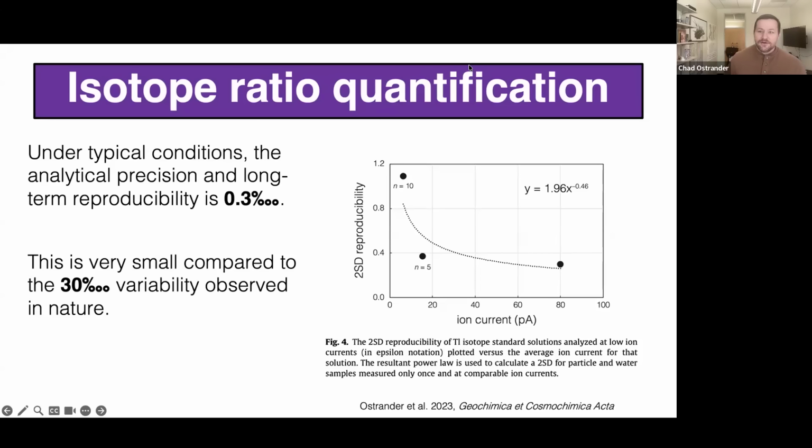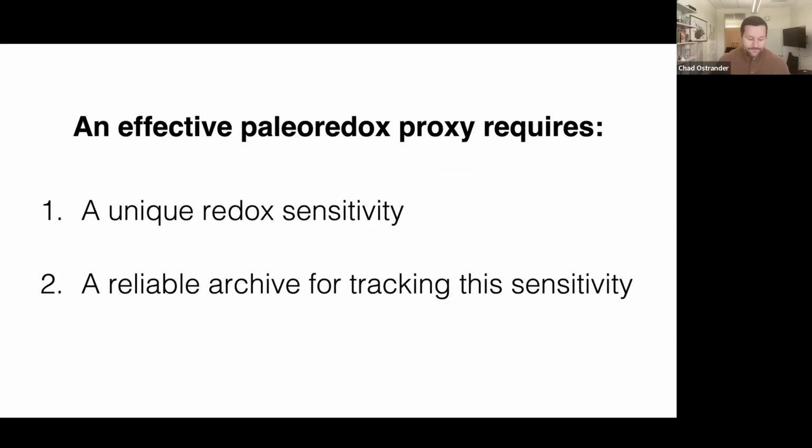In terms of how good the measurements can be, what our typical long-term reproducibility is under typical run conditions, we achieve a long-term reproducibility of about 0.3 per myriad, which is really good. That is much smaller than the 30 per myriad variability we observe in nature. If you do get into some of those more boutique measurements where you're having to use less thallium, maybe you have a smaller voltage, a smaller ion current coming to the detector, then you will have to expand that 2SD. It does go up in a predictable pattern.